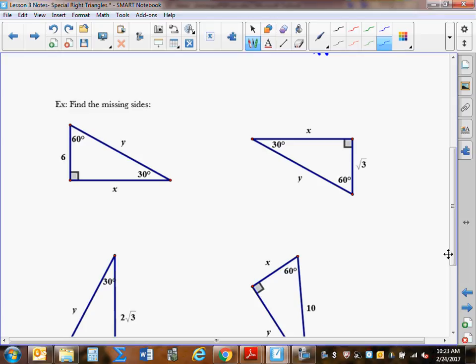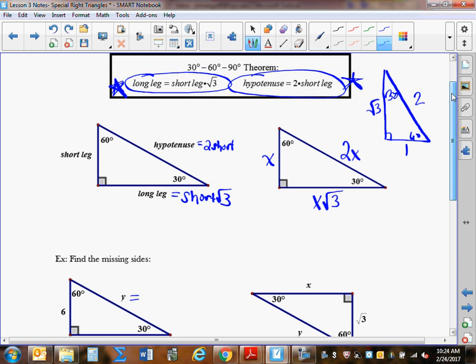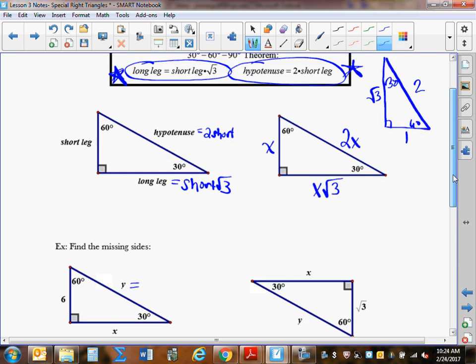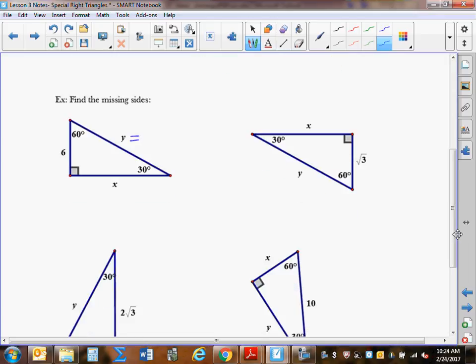All right, so here, what did they give us? What does 6 represent? The short side. That's nice. It's the nicest type of problem you can get. So let's start off with my hypotenuse. What is my hypotenuse? Look at your formula. Hypotenuse is just twice. Good. So 2 times 6, which is 12.